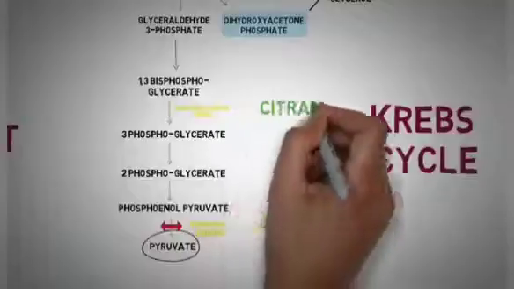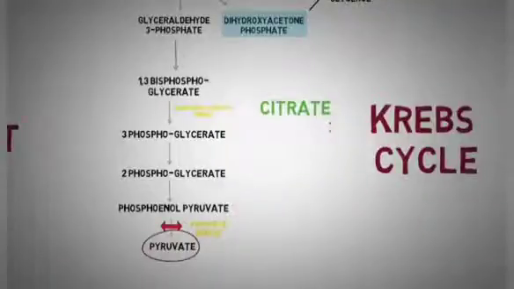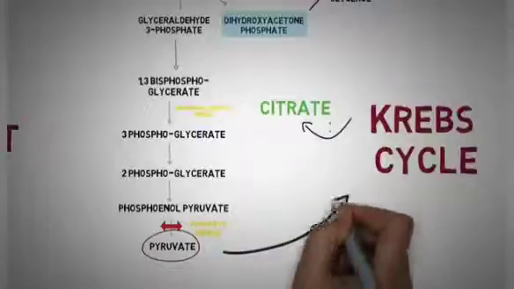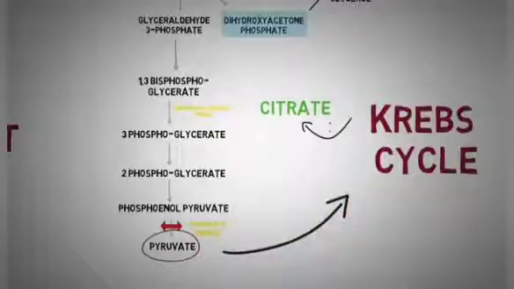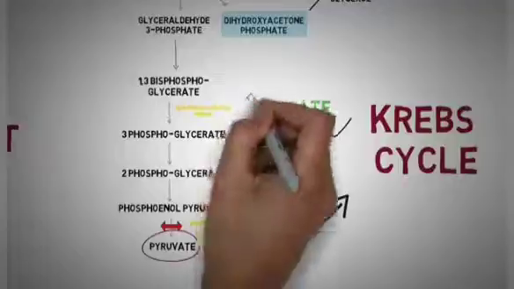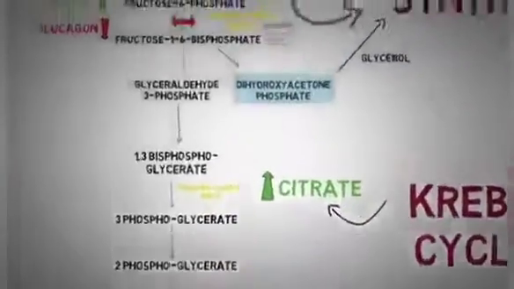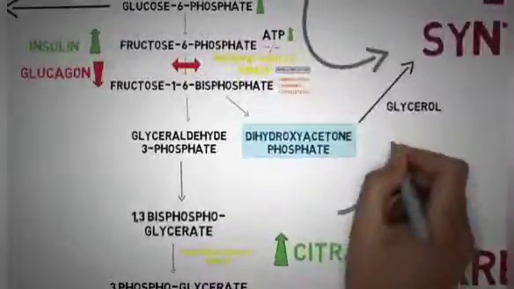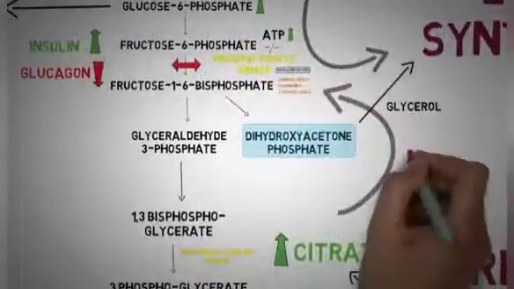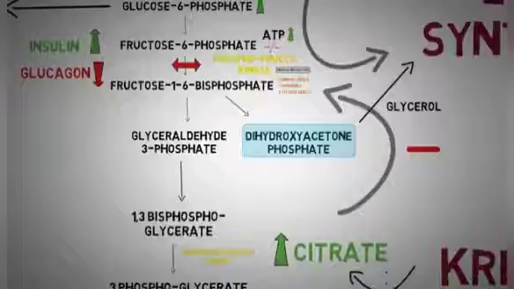Citrate is a molecule that is an intermediate in the Krebs cycle. Now pyruvate is further fed into the Krebs cycle. So if the concentration of citrate rises in the cell, it becomes important to decrease this entry, which is done by decreasing the activity of phosphofructokinase by high levels of citrate.